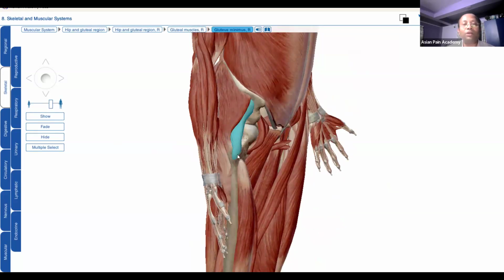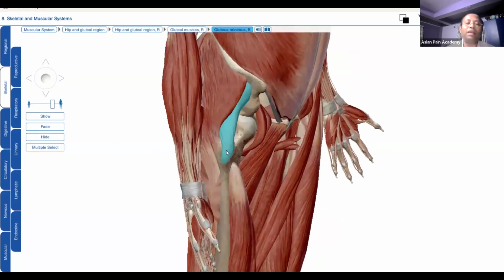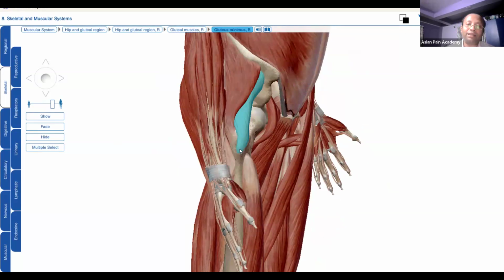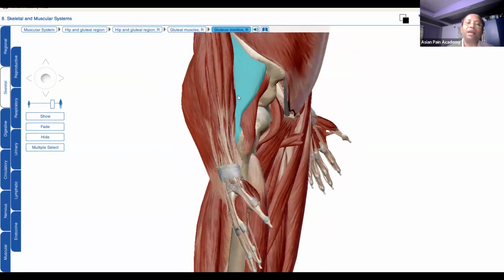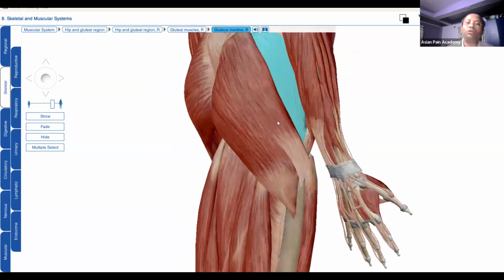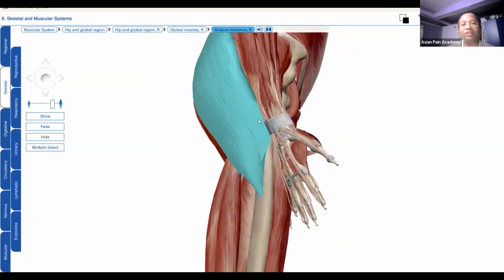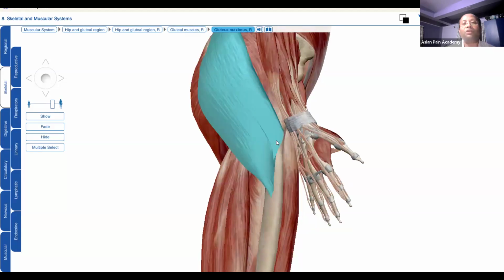Here, this greater trochanter area, we can divide into facets. The gluteus minimus enters here in the anterior facet, and this is the lateral facet, the gluteus medius, and above that, the most superficial, the gluteus maximus, goes into the posterior facet.